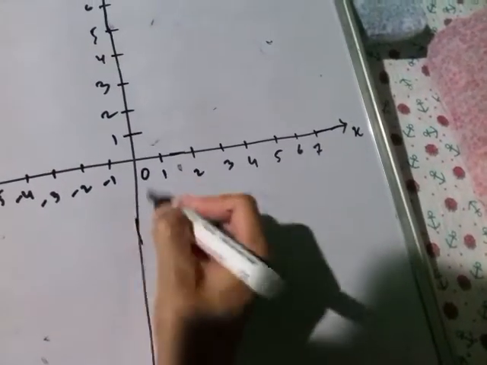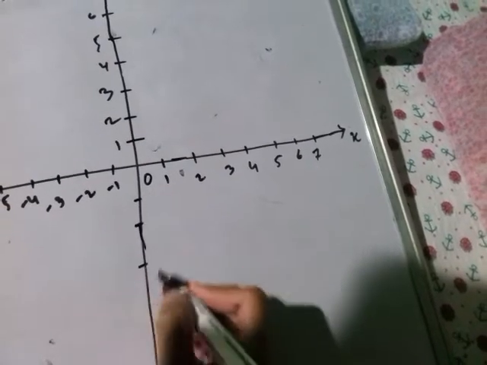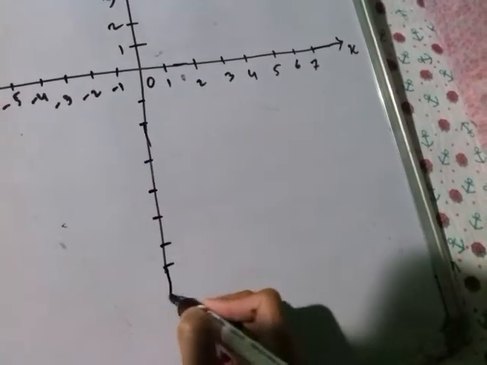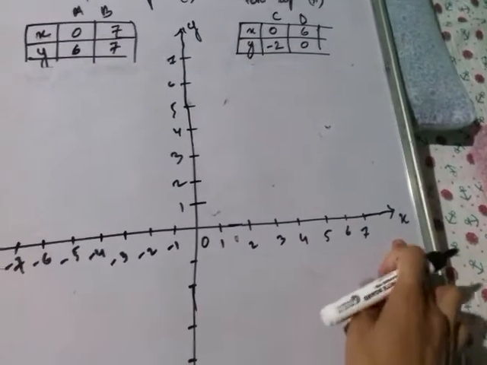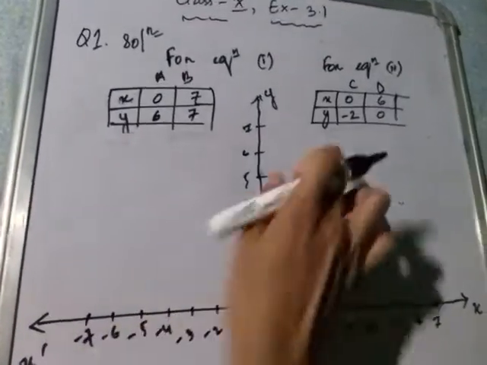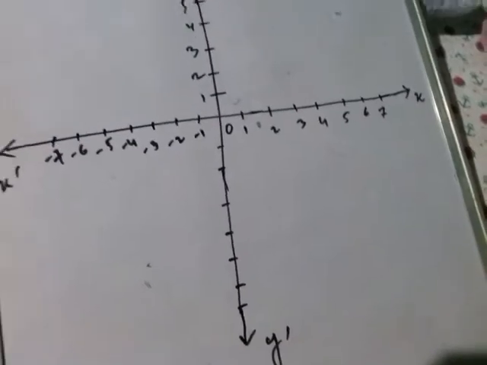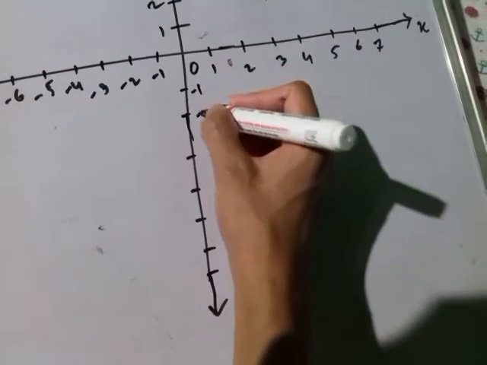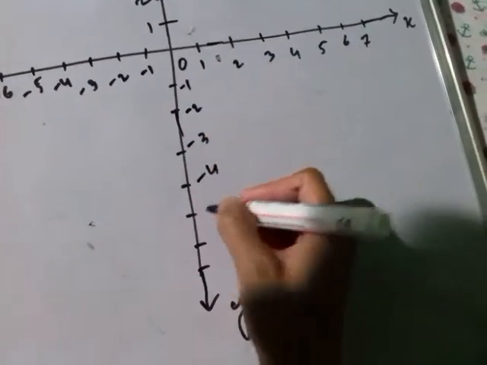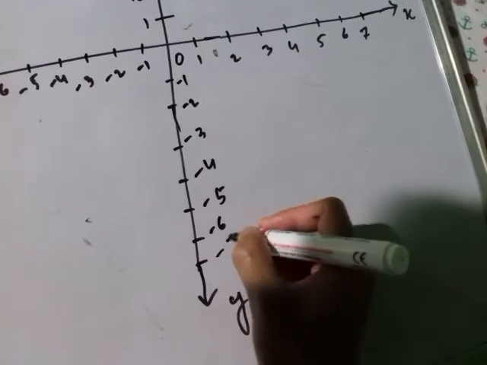You have already known that now. 1, 2, 3, 4, 5, 6, 7. This will be y dash. So this will be x-axis, that means x positive. This will be x negative. This will be y positive. This will be y negative. So here we will put what? Minus 1, minus 2, minus 3, minus 4, minus 5, minus 6, minus 7.